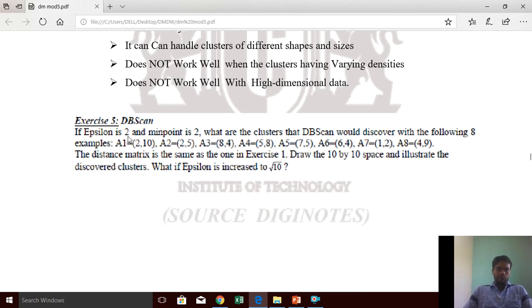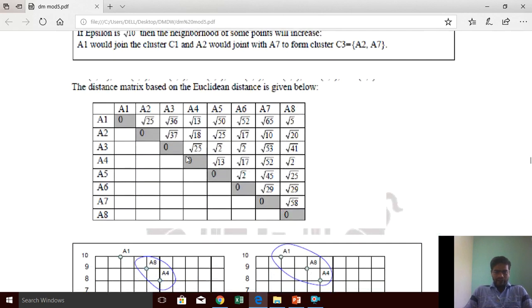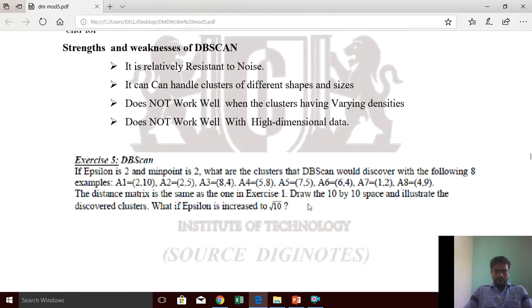If epsilon equals 2, now what is given? I have to draw a circle with radius equal to 2 and minimum points is 2. What clusters would DBSCAN discover with the following 8 examples? So 8 points are given, and I need to find out which clusters these 8 points belong to. The distance matrix is already given. Draw a graph of 10 by 10 space and illustrate the discovered clusters.